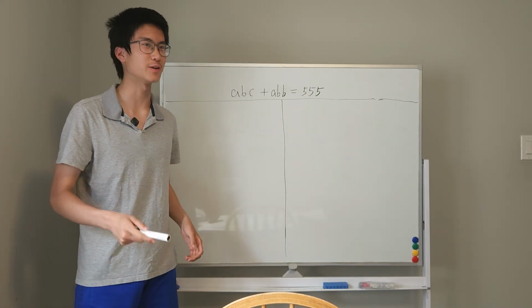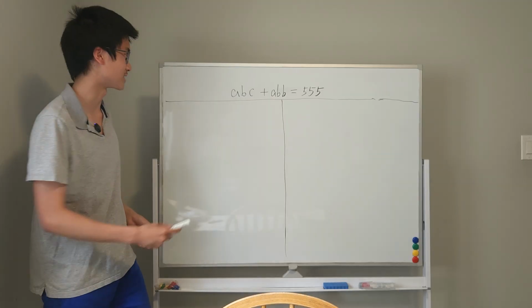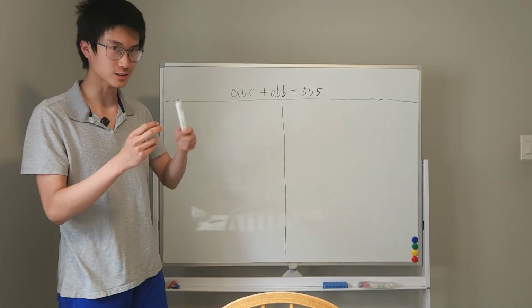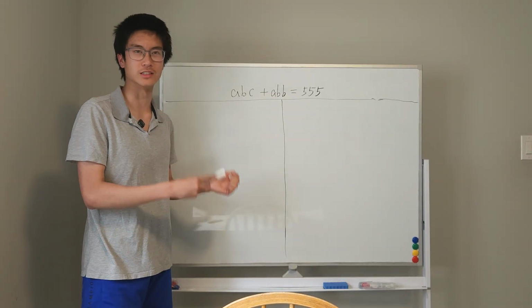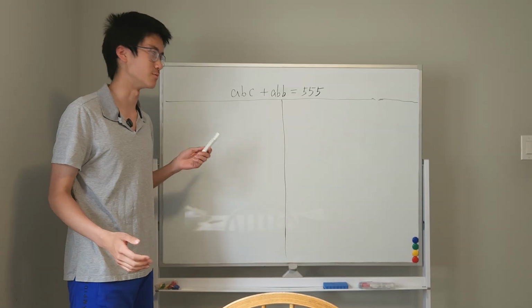Hello everyone. Our goal today is to find digits ABC such that ABC plus ABB equals 555. Because A, B, and C are digits, they will be between 0 and 9 inclusive. Today we'll be presenting two methods.